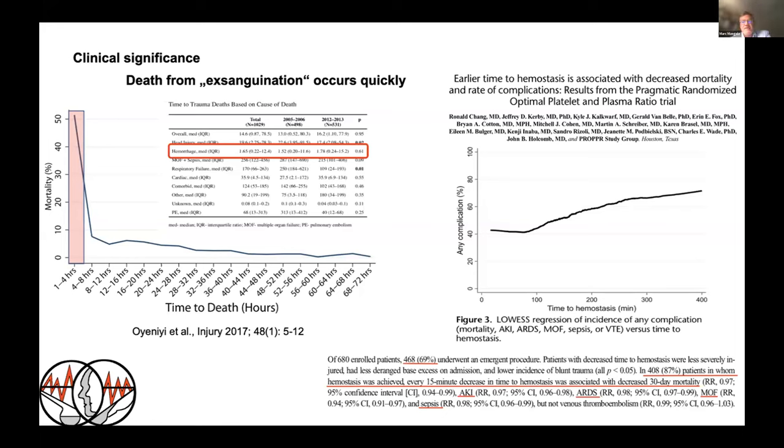And on the right hand side, this is a sub analysis of the US-based PROPPR trial, where the authors looked at specific coagulation management strategies in the bleeding trauma patients. This sub-study included a little bit more than 400 patients. And they looked for the impact of timing to hemostasis in relation to outcome. And in this cohort of patients, for every minute of decrease in the time to hemostasis, this was clearly associated with decreased mortality and secondary complications.